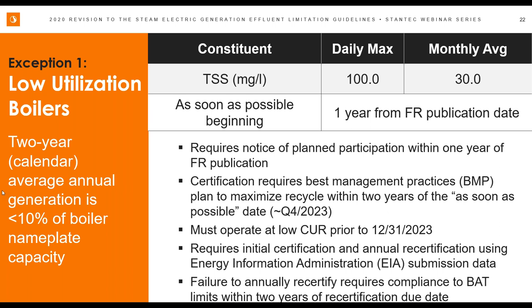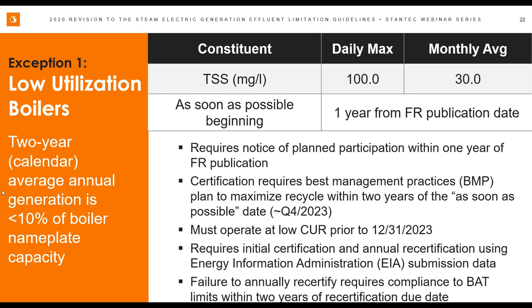So that's 1 plus 2, that's 3 years from now, is when that certification of your BMP needs to be in place. You must have operated as a low capacity utilization rating prior to December of 23.